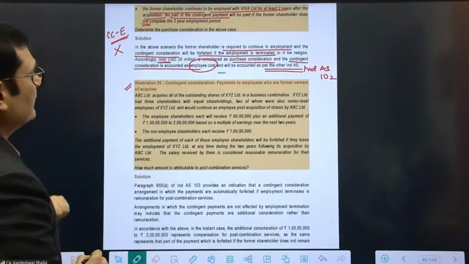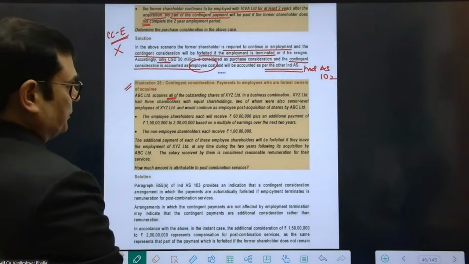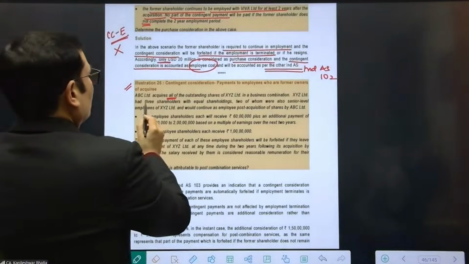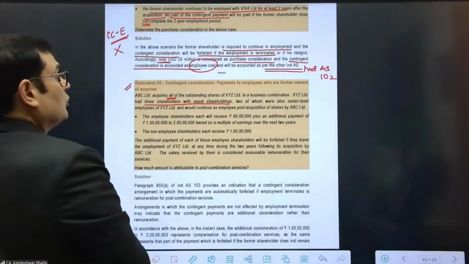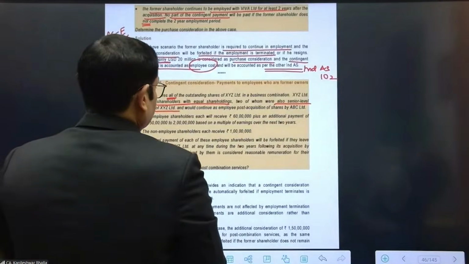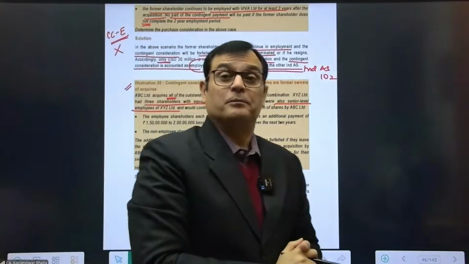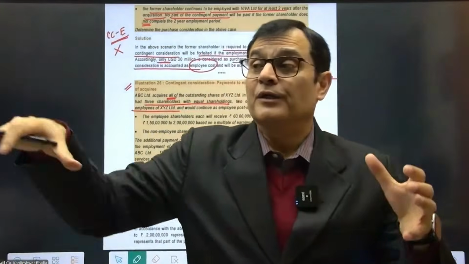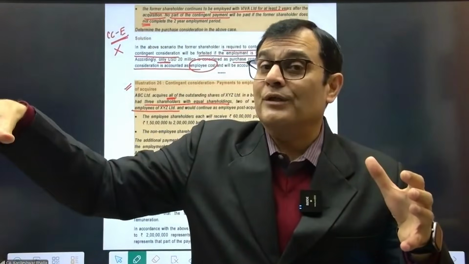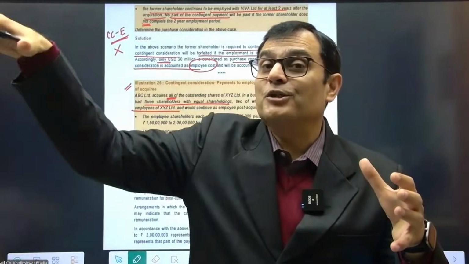It says ABC acquires all the shares of company XYZ in a business combination. XYZ has got 3 shareholders with equal shareholdings. 2 of them are also senior level employees of XYZ and would continue as employees post acquisition. So out of 3 people, 2 people are also shareholders. 2 of them are shareholders and the employees of the acquiree, and 1 is only the shareholder of the acquiree. Now, when I approach them, I need to see that the payment I'm giving them is in which capacity.